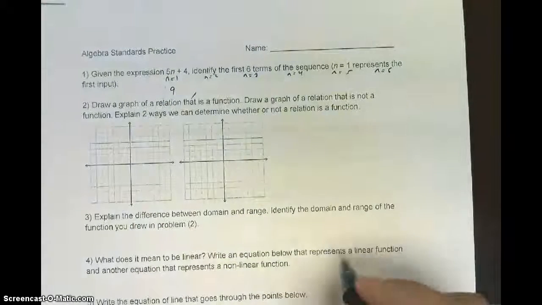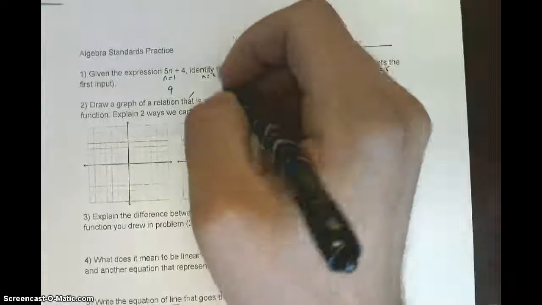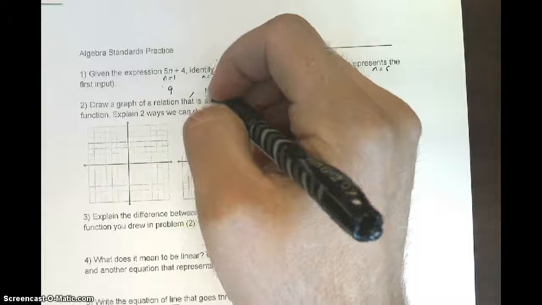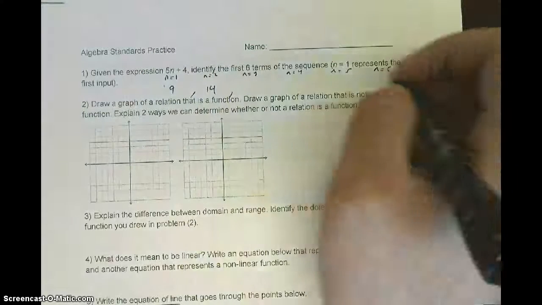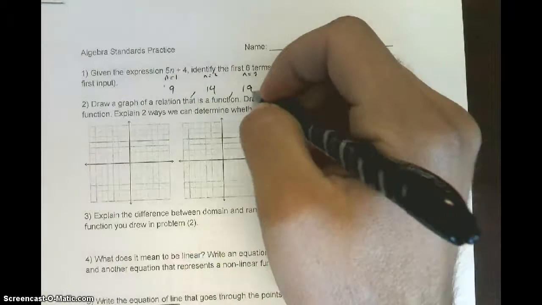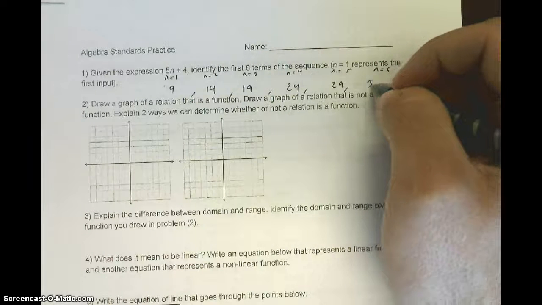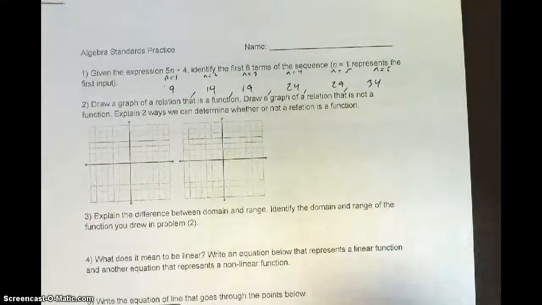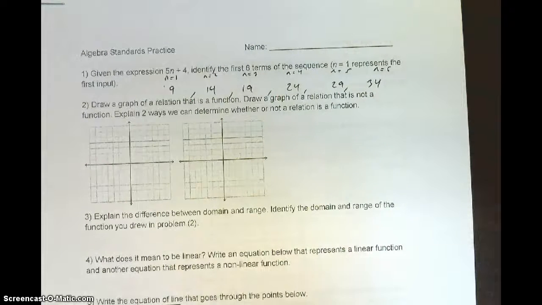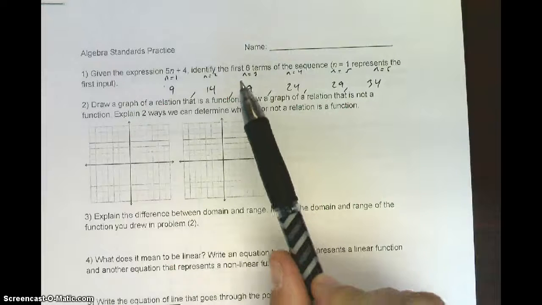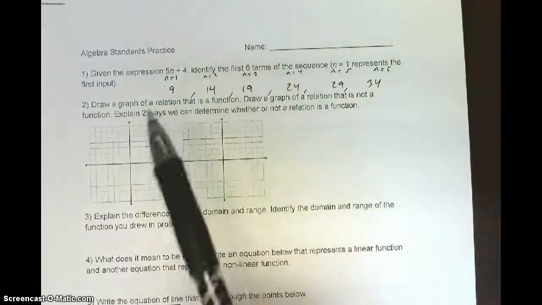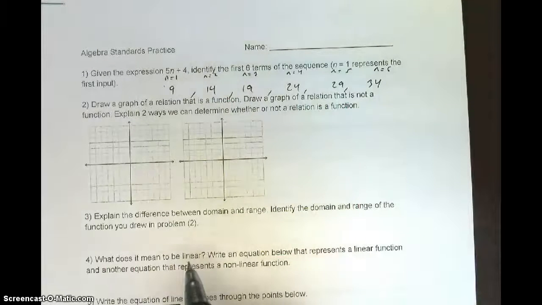If I plug a 2 in there, 2 times 5 is 10, plus 4 is 14. 3 times 5 is 15, plus 4 is 19. Can you see how we're going up by 5 each time? So you can continue your pattern. But all we're doing, if you want to find the 20th term, all you do is plug a 20 in for n. Multiply it through. Got it.